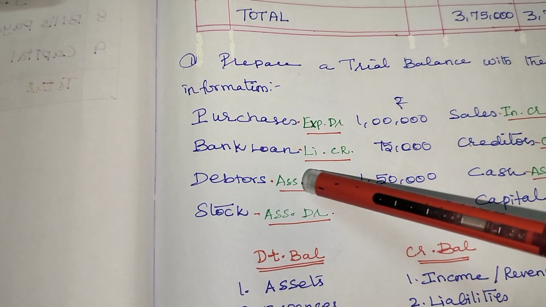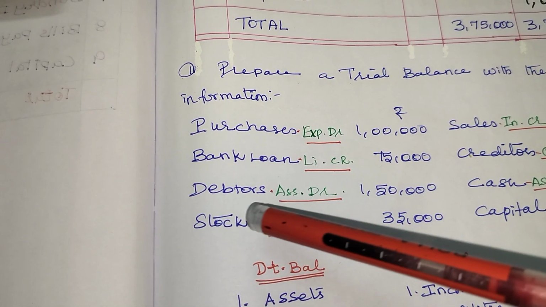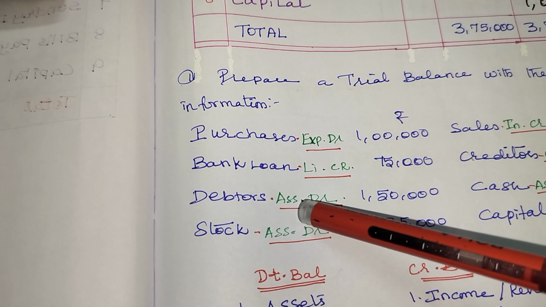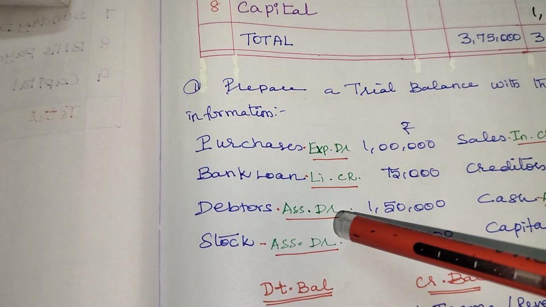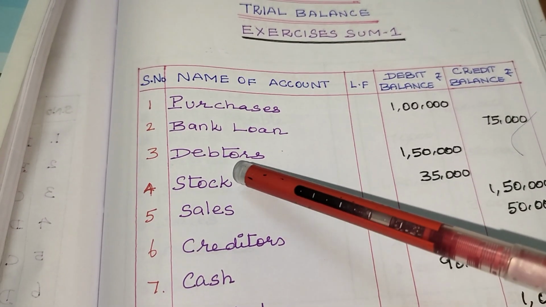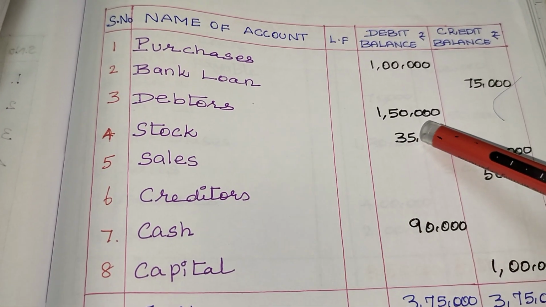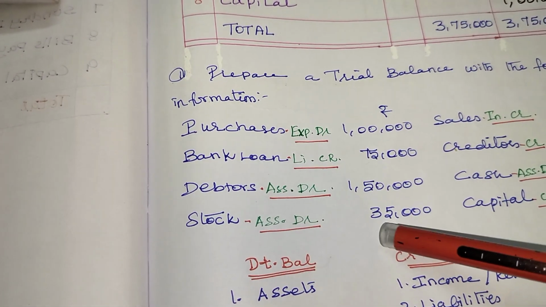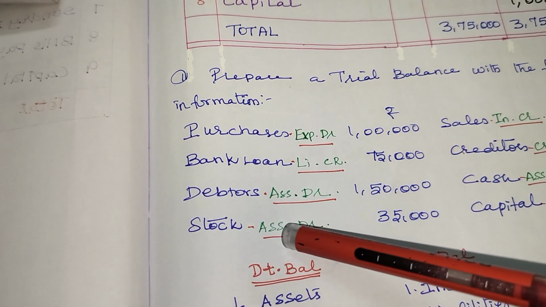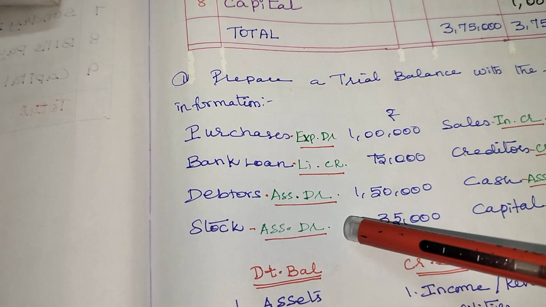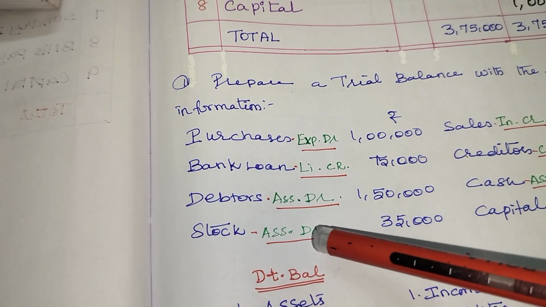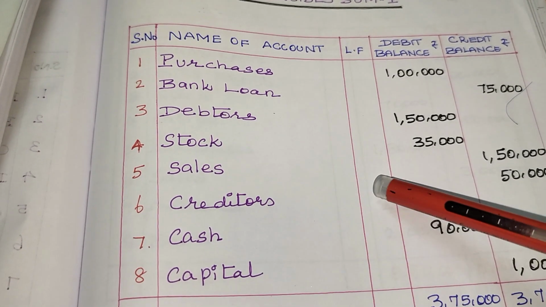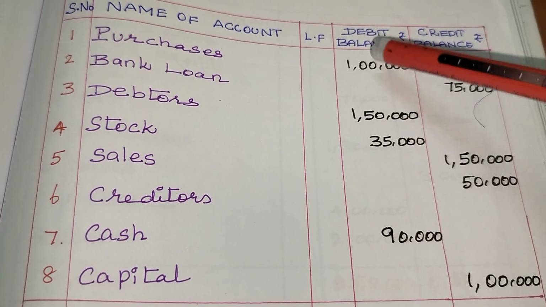Then debtors 1,50,000. Debtors are an asset account. If an asset account increases, we debit the asset account. So we write debtors 1,50,000 on debit balance. Then stock 35,000. Whenever stock increases, the asset also increases. Whenever an asset increases, we debit the asset account. So stock 35,000 will be debit balance.